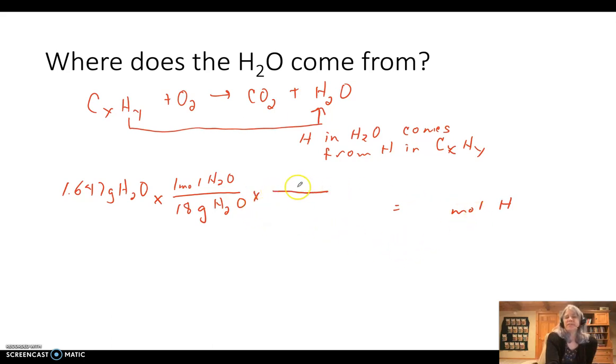But we want to know how many moles of hydrogen. So we see that in every 1 mole of H2O, there's 2 moles of H. Right, so you see how nice these chemical formulas are in telling you what you've got. So our moles are going to cancel, our grams are going to cancel, and so we should be able to do this here, where we have 1.647 divided by 18 times 2 equals 0.183 moles of hydrogen.